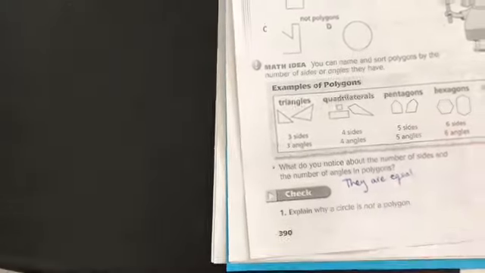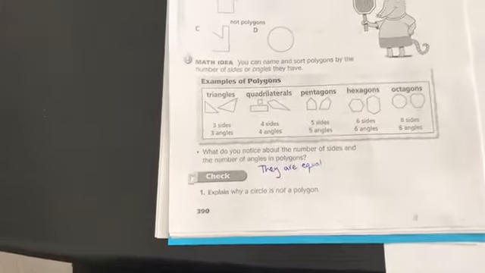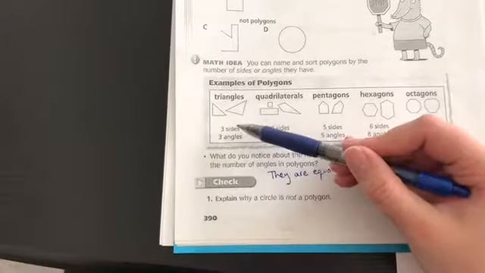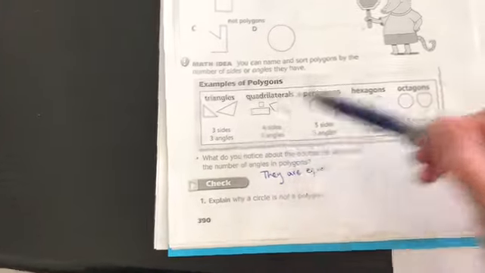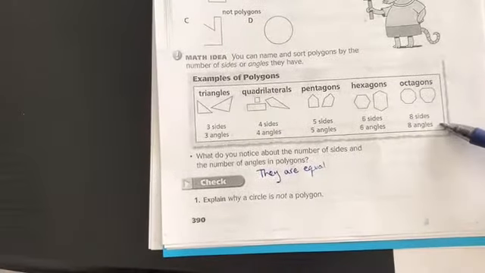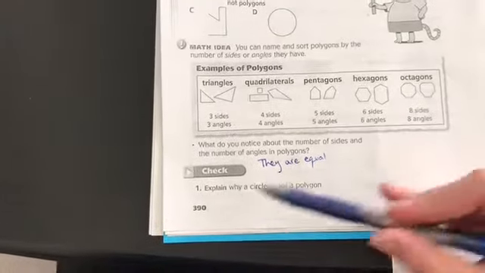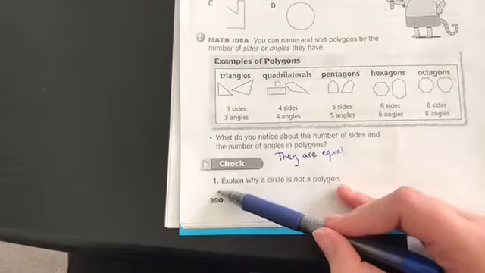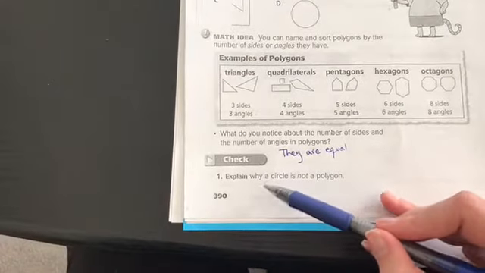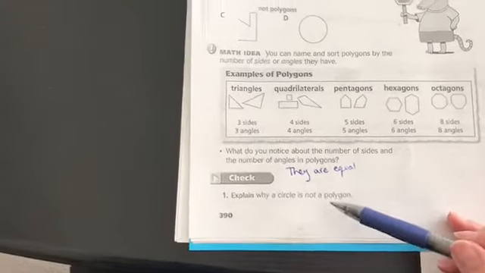They are equal, right? If I have 3 sides, I must have 3 angles. If I have 8 sides, I must have 8 angles. Here's this question, number 1. We're going to explain why a circle is not a polygon.